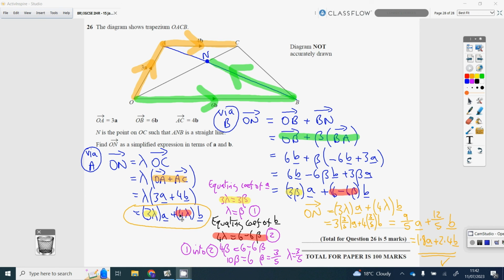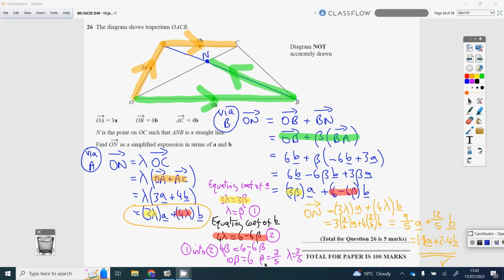Now let's move on to the red bit. Let's compare the coefficients of B. So 4 lambda must equal 6 minus 6 beta. Okay, 4 lambda, coefficient of B, equaling coefficient of B. Now subbing 1 into 2, so this into this, I get 4 beta equals 6 minus 6 beta. Solving that, I can get that both beta and lambda are 3/5.